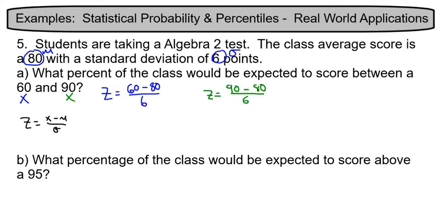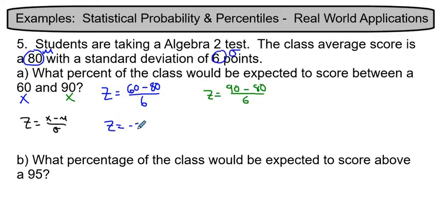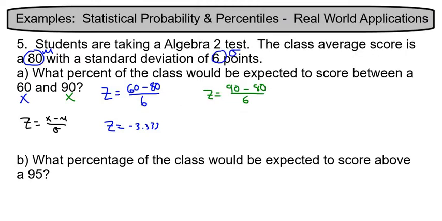And so we look at that and are like, okay, we have two z-scores. They're obviously going to use the calculator. So I went ahead and typed them in. The first one is negative 3.3, repeating. And the second one, as you can see, is 1.6. So what does that mean?